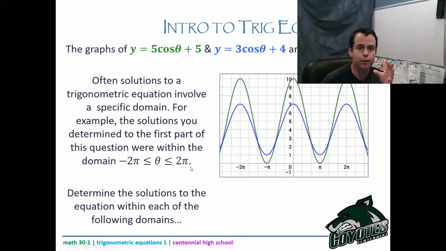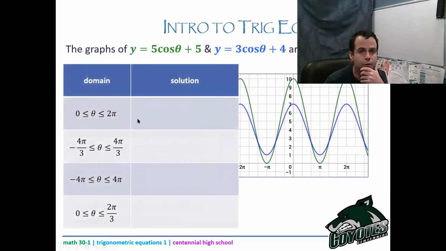Just for purposes of not trying to squish everything on the slide, I'm just going to do the first 4 with you, and then we'll go and do the next 4 together. So for the first 4, we've got 0 to 2 pi. Now, 0 to 2 pi means we're just looking at the positive answers. So I would be looking at just this one here and this one here. So my answer would be 2 pi over 3 and 4 pi over 3.